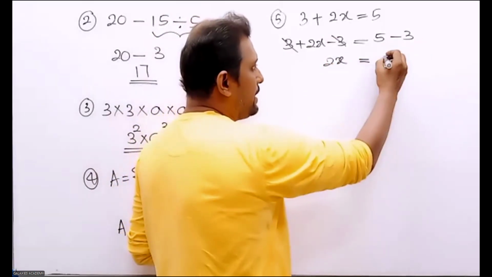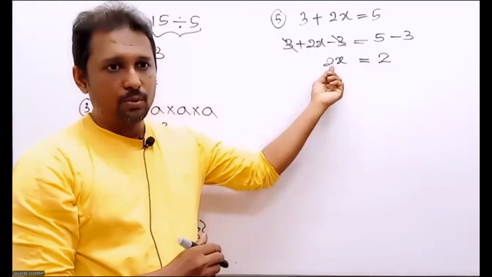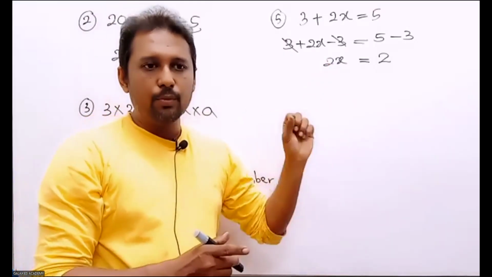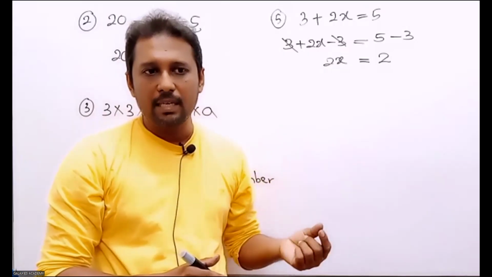5 minus 3 is 2. Now also we have to remove this 2. 2 and x connect with multiplication. To remove 2, what do you have to do? You have to do the opposite mathematical operation.